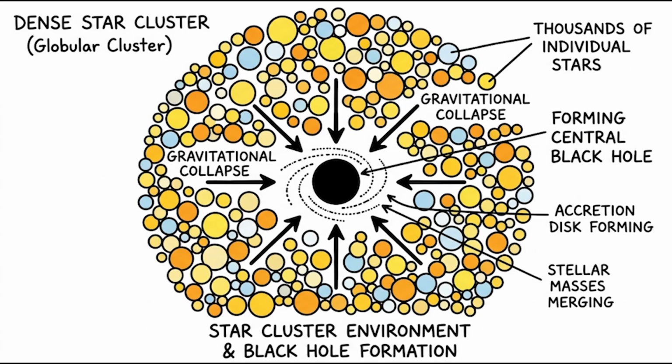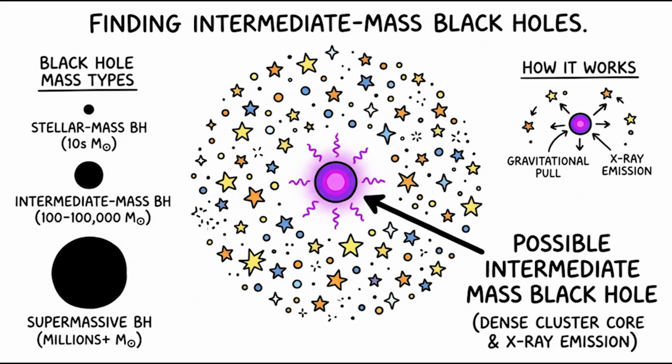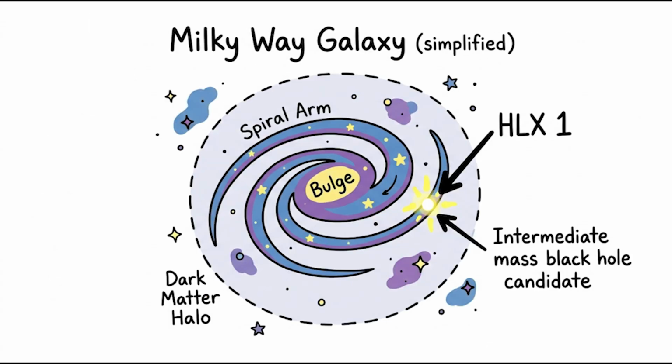Scientists think these black holes might form inside dense star clusters, places where thousands of stars are packed very close together. Over time, smaller black holes could collide and merge, again and again, eventually building a larger intermediate mass black hole. Astronomers have now found several strong candidates, usually detected through powerful X-ray signals coming from star clusters. One famous example is called HLX-1. It's one of the best candidates astronomers have for an intermediate mass black hole.